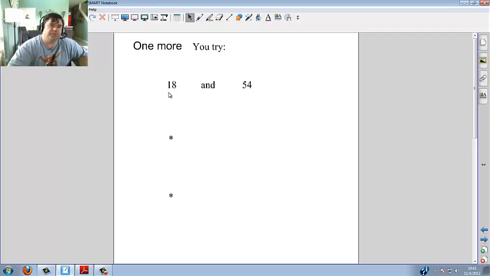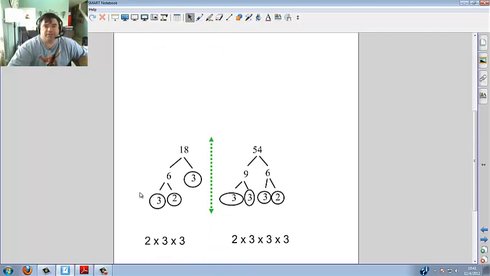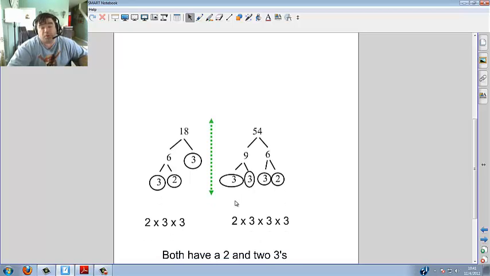One more real quick. 18 and 54, go ahead. Did you get this? 18 breaks down to 2, 3, and 3. 54 breaks down to a 2, 3, 3, and a 3. Both share a 2 and two 3s. So 2 times 3 times 3 is 18.